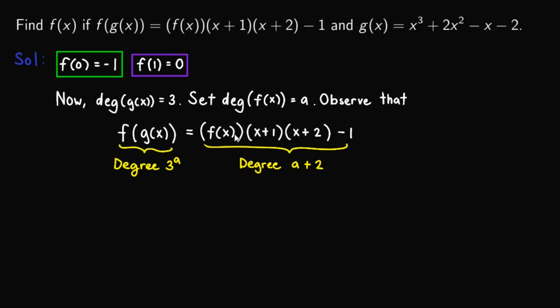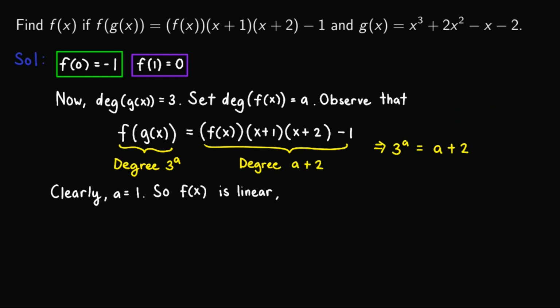And since this one is equal, then we know that their highest degree, or their degree in general, must be equal. So we have 3 raised to a equals a plus 2. And it is not hard to see that clearly a must be equal to 1. Since if it is equal to 1, then this becomes 3. And on the right side, we have 1 plus 2, which is also equal to 3. So we have a equals 1. Or the degree of f of x is equal to 1.